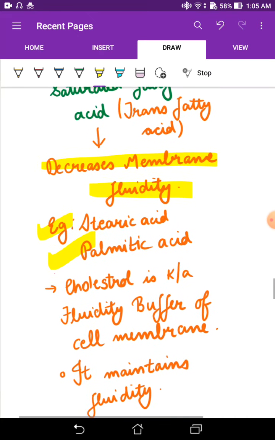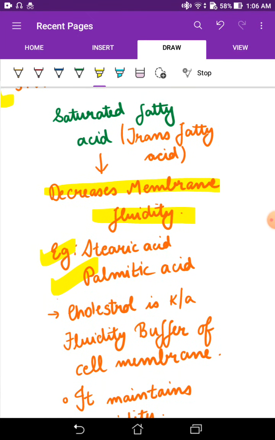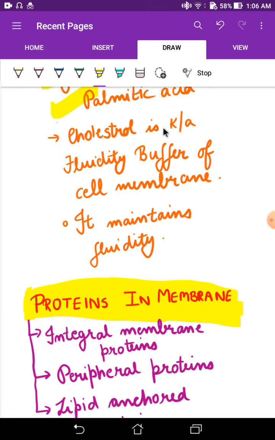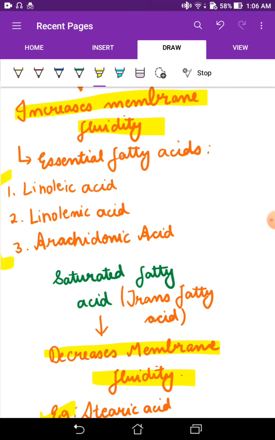These are not good for our health. These saturated fatty acids, what would they do? They would decrease the fluidity of the cell membrane. Now, cholesterol is called the fluidity buffer of the cell membrane. It maintains fluidity; it neither increases nor decreases it. It maintains it.